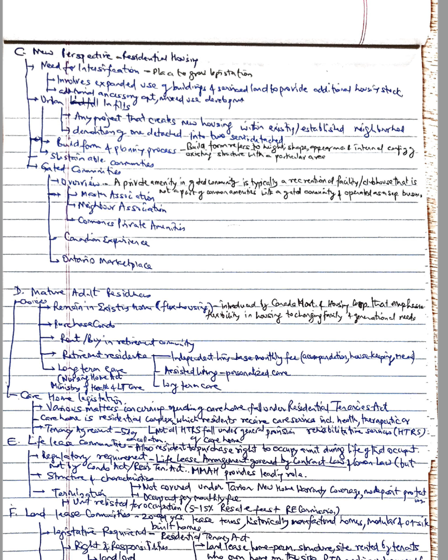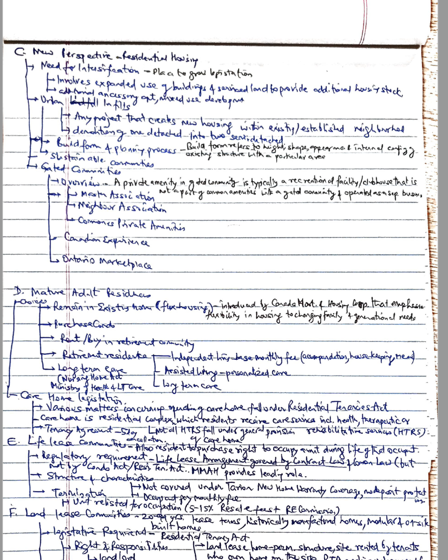Urban infill refers to any project that creates new housing within an existing established neighborhood. Infills could include the demolition of detached dwellings with the replacement being two semi-detached units, the construction of townhouses where one or more single-family homes previously existed, the building of additional housing units on existing vacant lands, or major additions or renovations to existing housing stock.